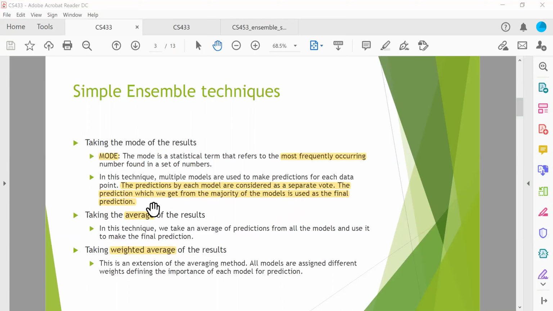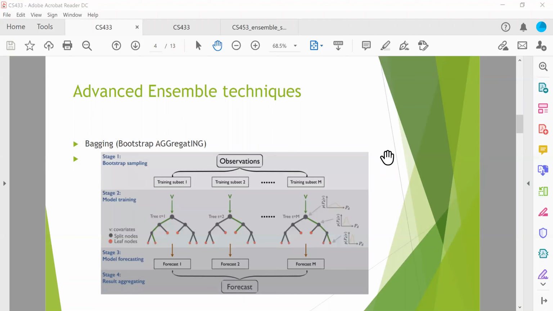And the average is you have the result from all of that and you average it. That's quite easy to understand. And the weighted average is you do not treat everyone the same. You have some models get more weight and the others get less weight. So that's why we call it weighted average. So this is just some simple ones.